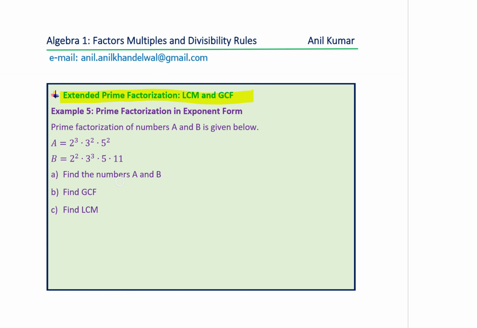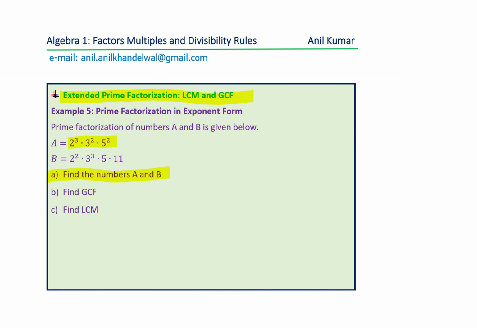Based on this, part A is find the numbers a and b, part B is find the GCF, and C is find the LCM. I'd like you to pause the video, answer this question, and then look into my suggestions. First things first, how do we find the numbers a and b? We are given the prime factorization. That means just multiply them, right?